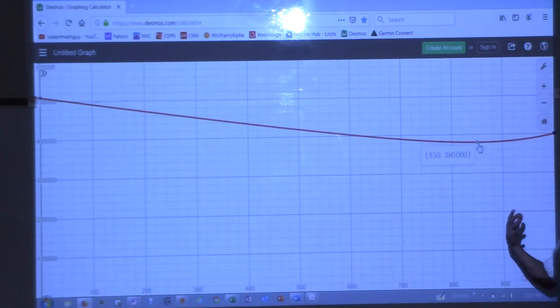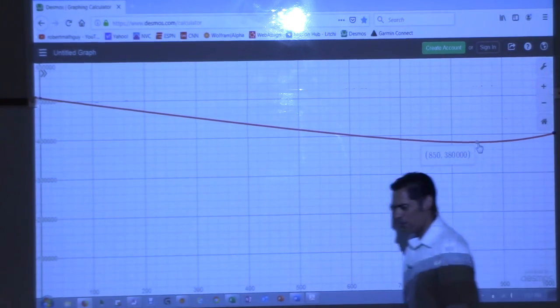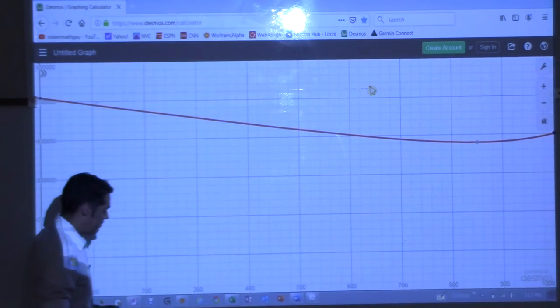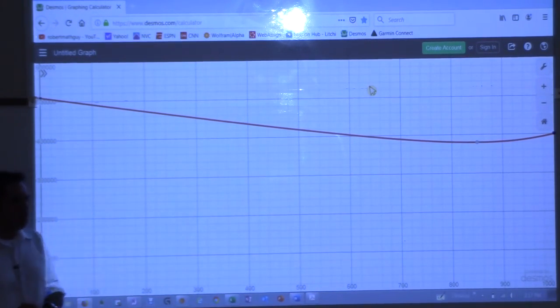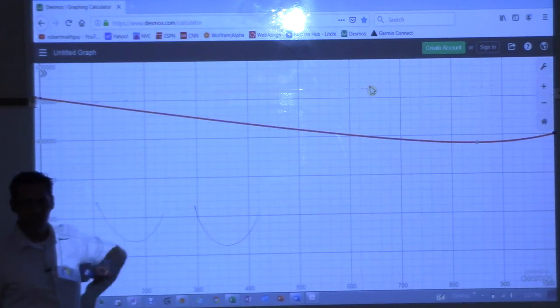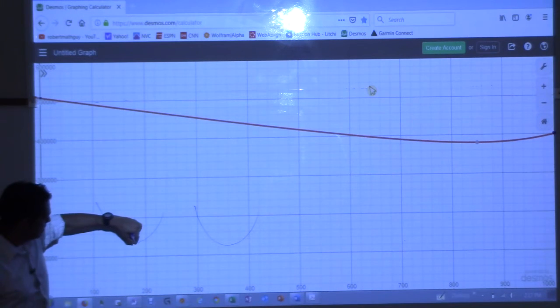Now, how is this tied to what we've been doing? Were we able to take that word problem and turn it into a function? Yes? And what are we looking for on that function? The lowest point. And do you recognize that on the lowest point of any function, the slope of the tangent line is going to be 0?